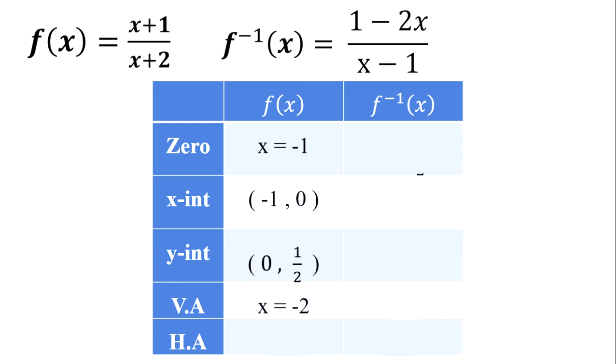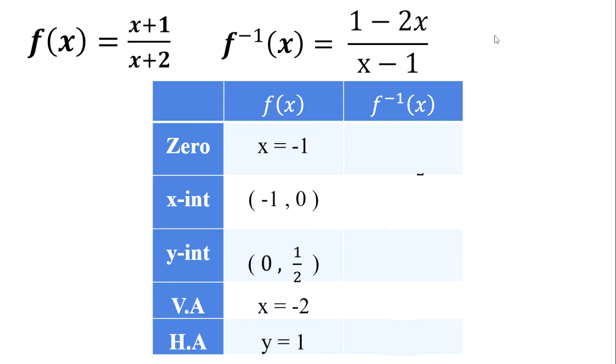Well, for the horizontal asymptote, as you can see here, the degree of the numerator and the degree of the denominator are equal. So therefore, we get the numerical coefficients, so 1 over 1, so y is equal to 1.